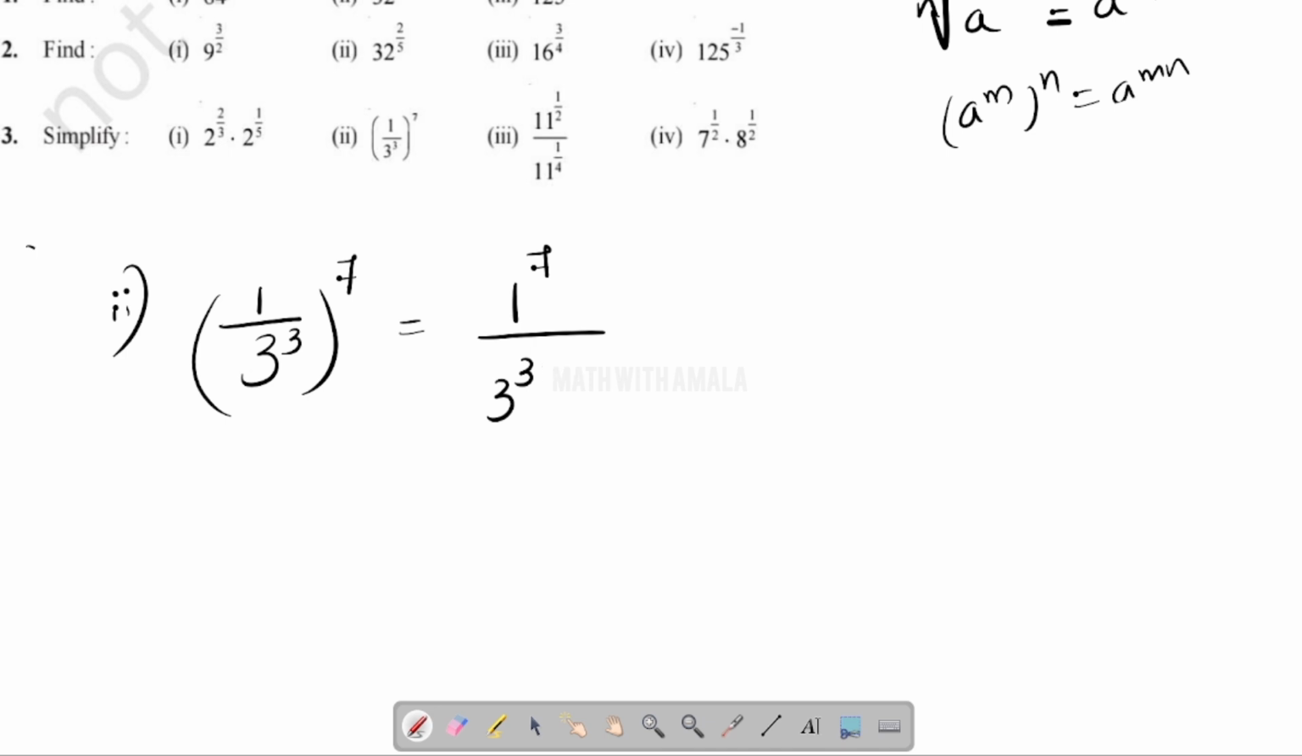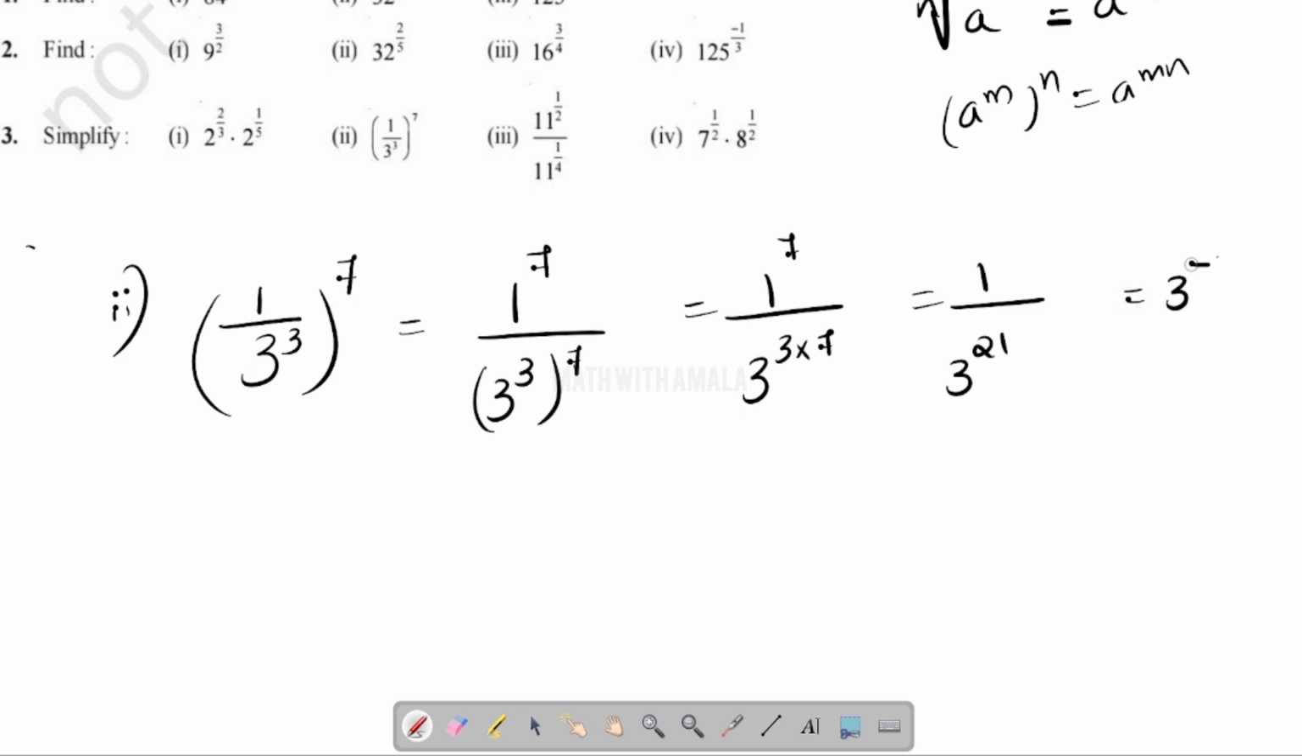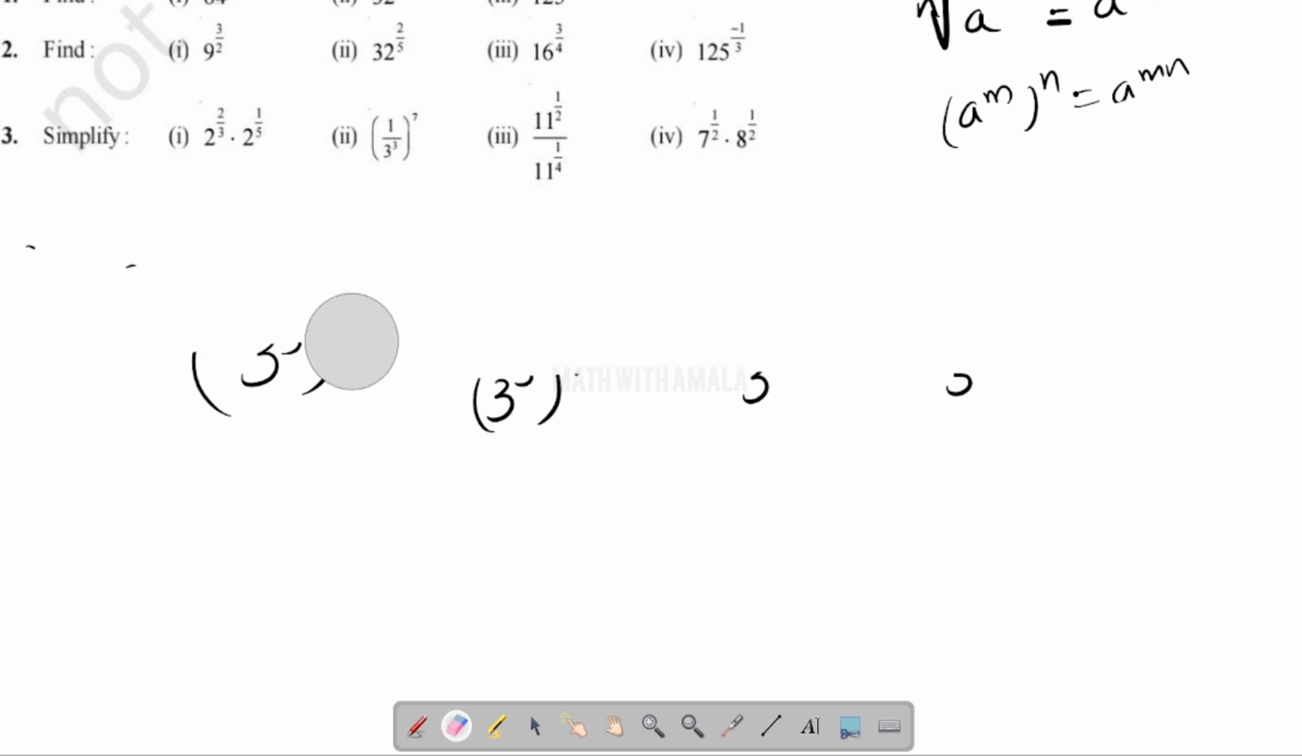The law that you are applying here is (a by b) whole raised to m is equal to a raised to m divided by b raised to m. m is common for both numerator and denominator, and a and b are different. Here 1 and 3 cube are different. Likewise, you can write 1 raised to 7 divided by 3 raised to 3 into 7, 1 by 3 raised to 21, or 3 raised to minus 21. You can write it also like 1 by 3 raised to 21. That is a raised to minus m is equal to 1 by a raised to m.